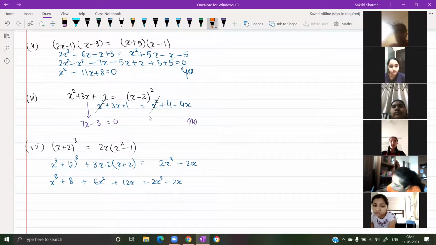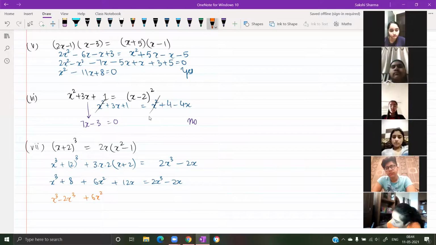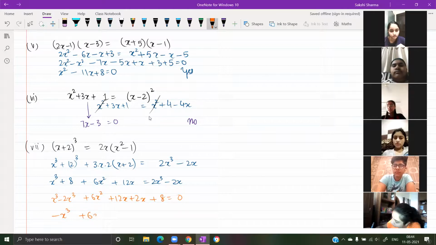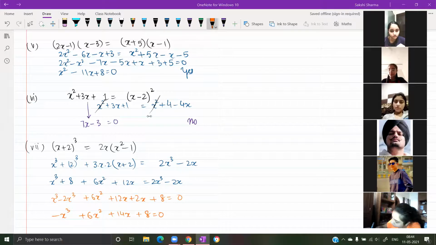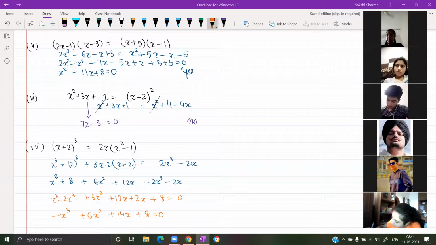Simplifying the last seventh part, we have x cube minus 2x cube plus 6x square plus 12x plus 2x, then plus 8 equals 0. You get minus x cube plus 6x square plus 14x plus 8 equals 0. The signs might be different in case you have shifted the values to the right hand side. So this is a cubic polynomial. The answer will be no, this is not a quadratic equation.